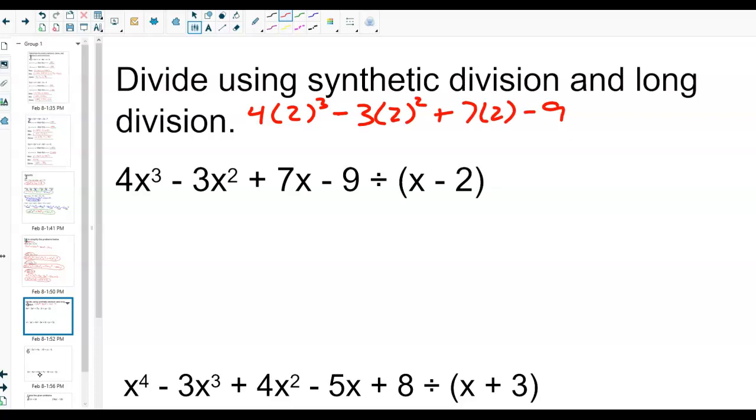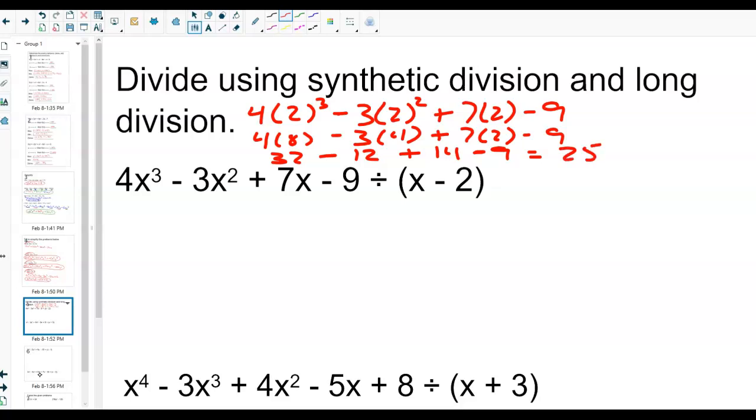okay, 2 cubed is 8. 2 squared is 4. Now I do my multiplication. 32 minus 12 plus 14 minus 9. 32 minus 12 is 20. 20 plus 14 is 34. 34 minus 9 is 25. That means I should get a remainder of 25 when I'm done, whether I'm doing long division or synthetic division.